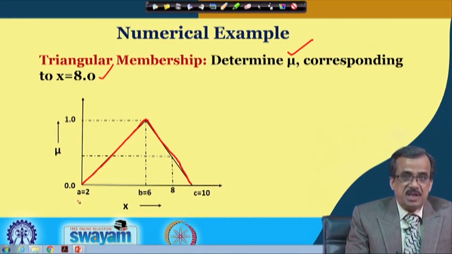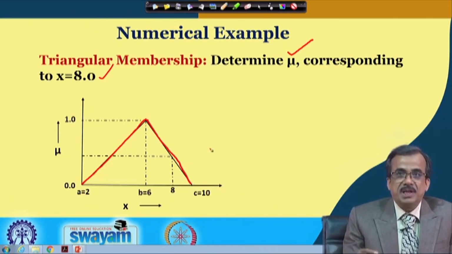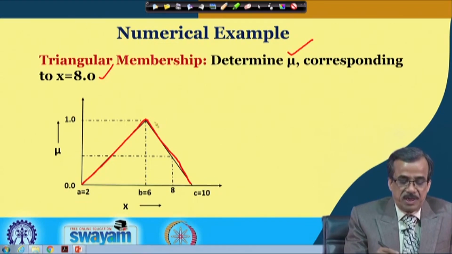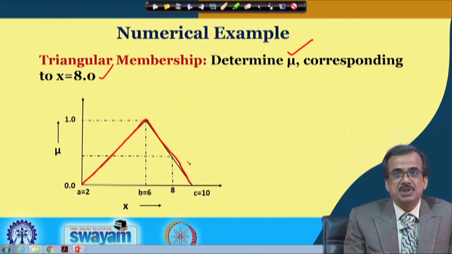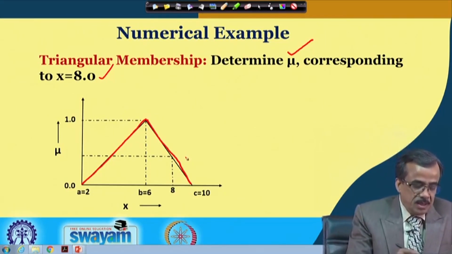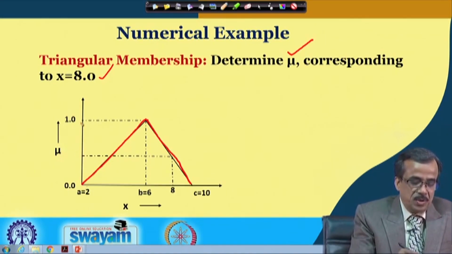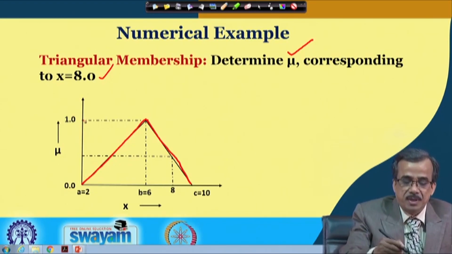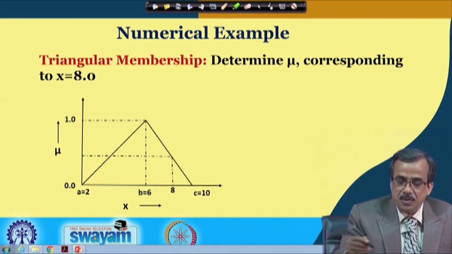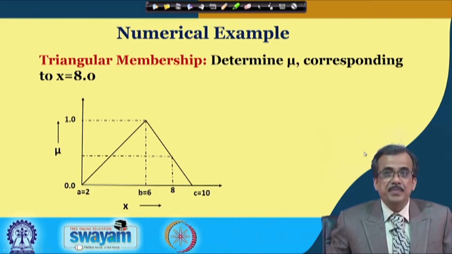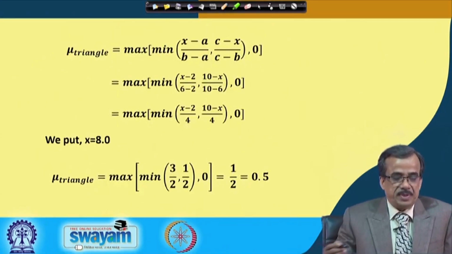Now, using this a, b and c, mathematically I can define this triangular membership function distribution. This I have already discussed in the last lecture. Along this axis, it is the variation of mu, and mu varies from 0.0 to 1.0. Now, let us see how to determine the value of mu corresponding to a particular value of x, and here we have assumed x equals 8.0.